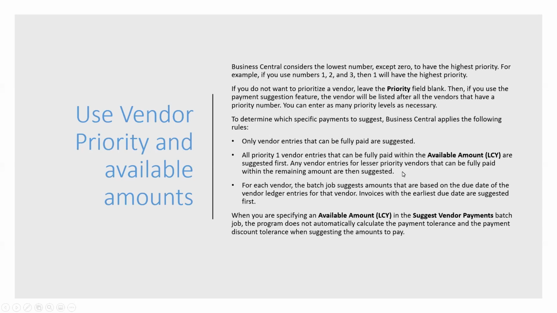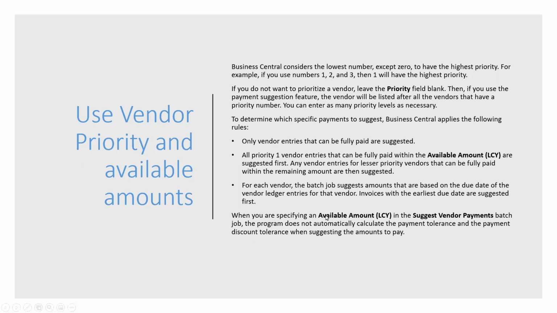Any vendor entries for lesser priority vendors that can be fully paid within the remaining amount are then suggested as well. So we start from 1, and then we continue with the others. Then for each vendor, the batch job suggests amounts based on the due date, which is very important. First, review the priority, then review the amount, and of course, don't forget about the due date.